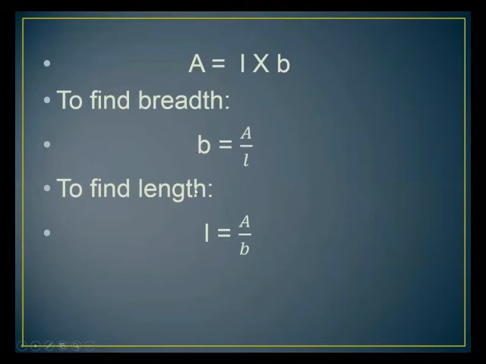Now to find the length, if the length of a rectangular region is required and the breadth and area are given, how do we transform the formula of area in terms of length? Again, we have to consider that length is the required quantity. So we don't shift it, we shift the other quantities to the other side of the equation.